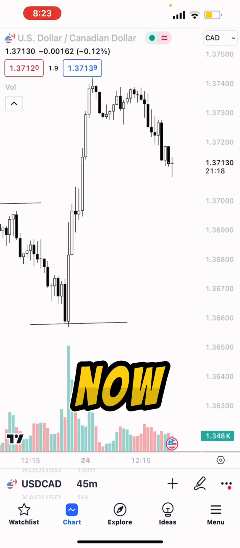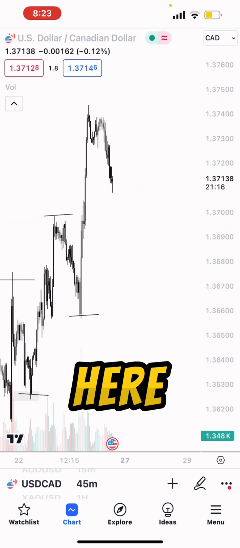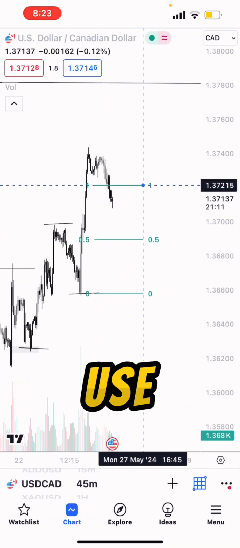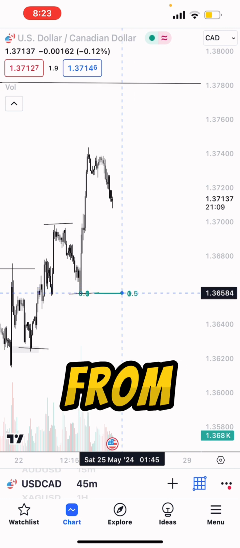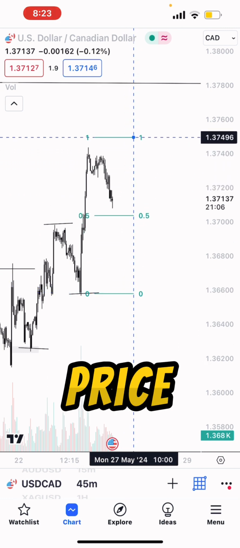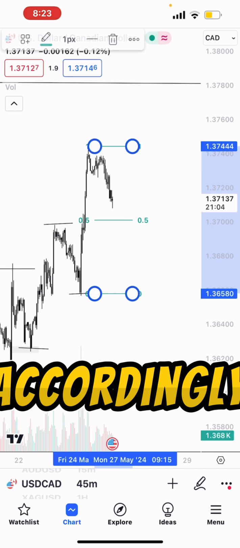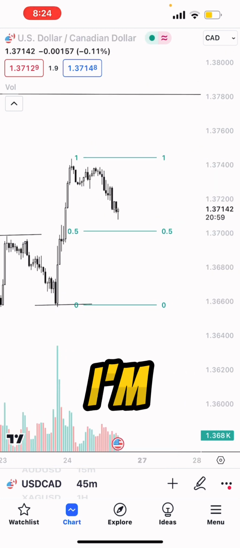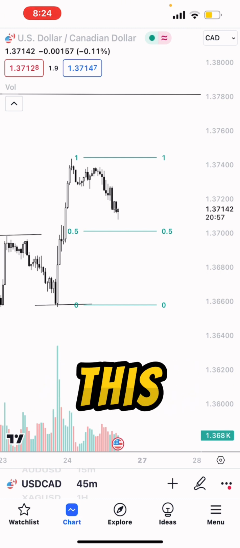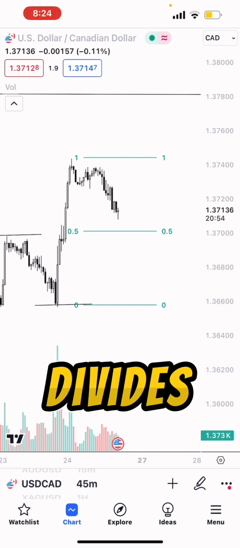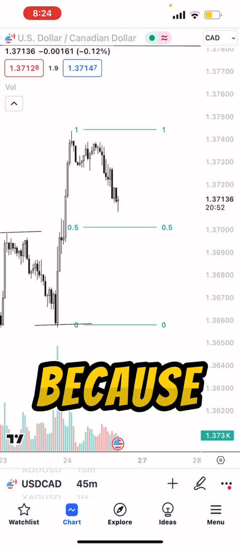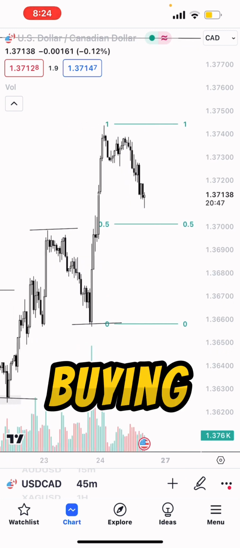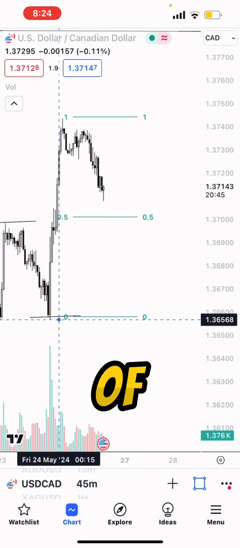Right now, here are the options that I have. One tool that I like to use to take trades is the Gann box tool. I like to start from the low and current high of price and drag it along accordingly. If I'm buying, I want to be buying under the middle green line, and if I'm selling, I want to be selling above the green line. This tool divides our current price range in halves, because smart money is always buying at cheaper prices. So we want to be buying on the shaded side of the range.